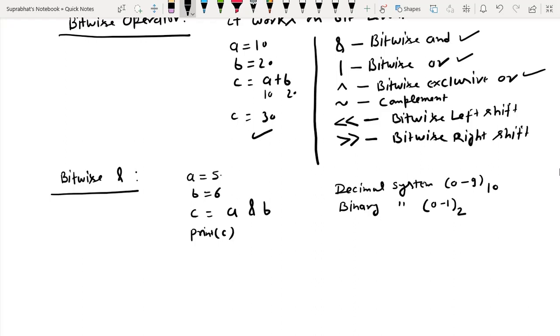Now this 5 is in decimal. So as I told you, now the calculation is on bit level, so first of all this 5 will be converted into binary, that is bit level. So how can we convert decimal into binary?